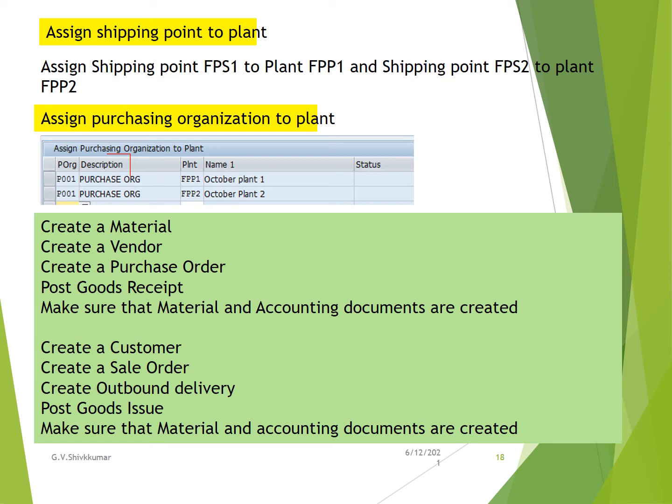And then as master data, we are creating the material, vendor, purchase order, goods receipt. So we need to ensure the material and accounting documents are created properly. And then we have the customer and the sales order, outbound delivery, goods issue for the outbound. So here also we need to check that the material and accounting documents are created. This is for outbound.